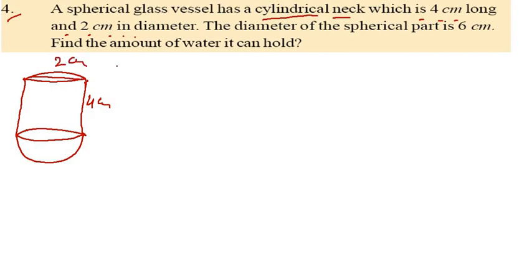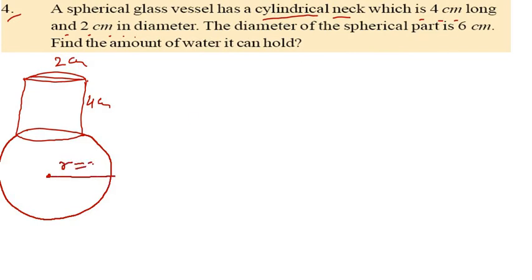The diameter of the spherical part. The spherical part of the vessel is looking like this one. The diameter of the spherical part is given as 6 centimeter. So you can write the radius of this one is 3 centimeter. This one is 3 centimeter.